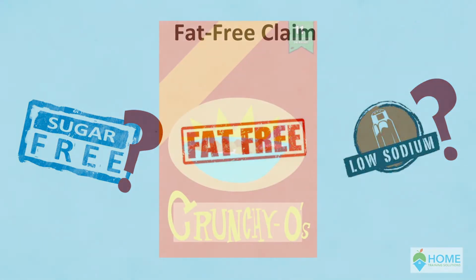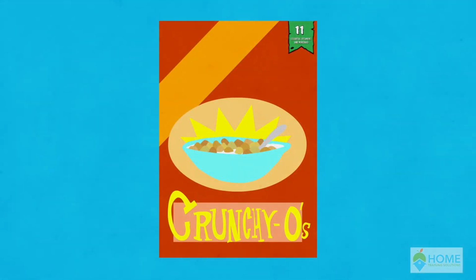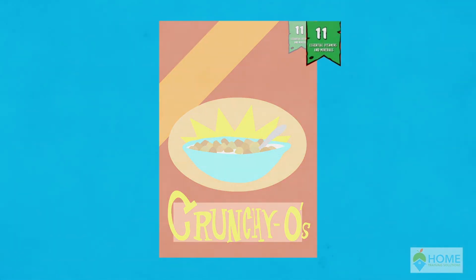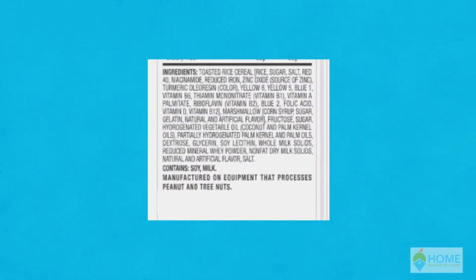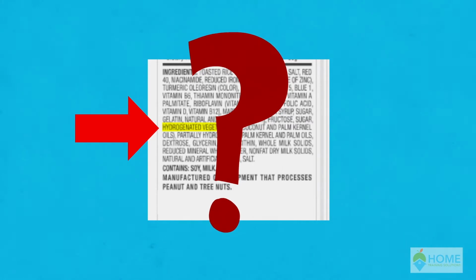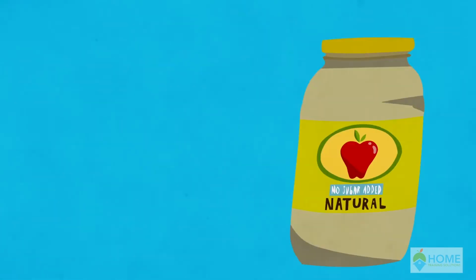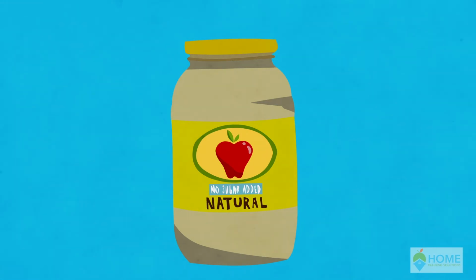Let's take a look at this cereal box. On the front of the box, this cereal states 11 essential vitamins and minerals, but when you flip it over and read the ingredients list, you will notice it has sugar as the number 2 ingredient, and it also contains hydrogenated oil and artificial coloring. Is it a buy or not buy? Not buy.